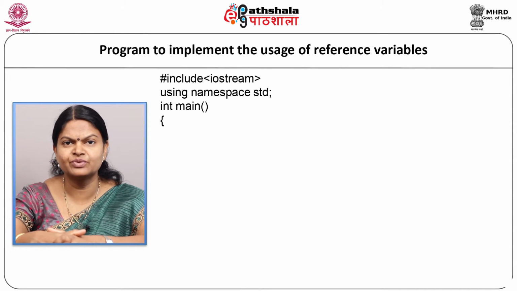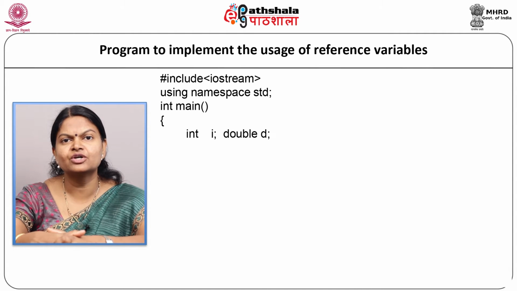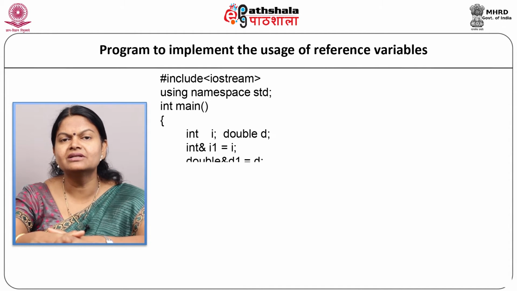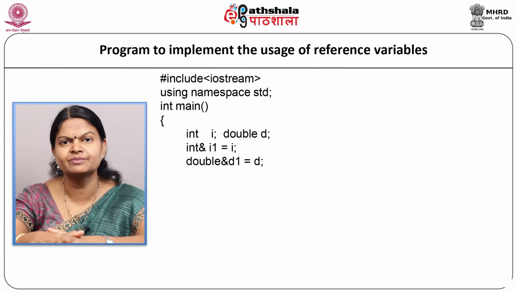Now we will declare different variables which are required in the program. The first one will be integer i, second one will be double d. Now we will declare two reference variables, one for integer and second for double. The reference variables will be declared as int &i1 = i, second one double &d1 = d. Here we are having two reference variables where no separate memory will be allocated. It will be assigned the same memory of i and d variables.